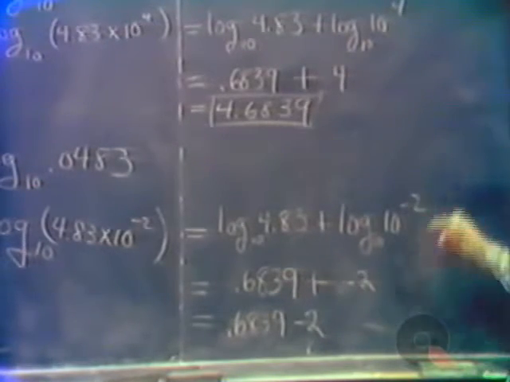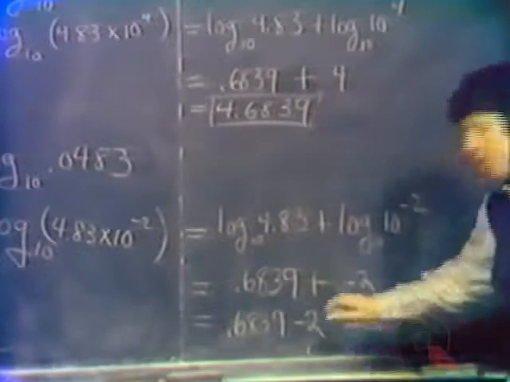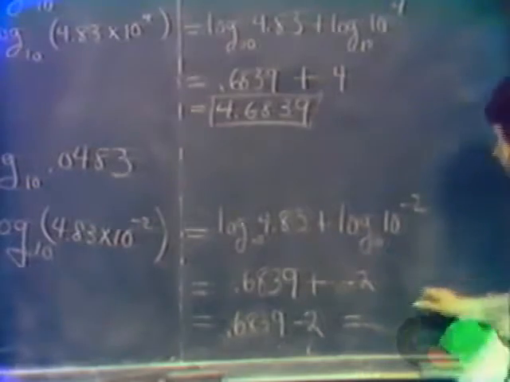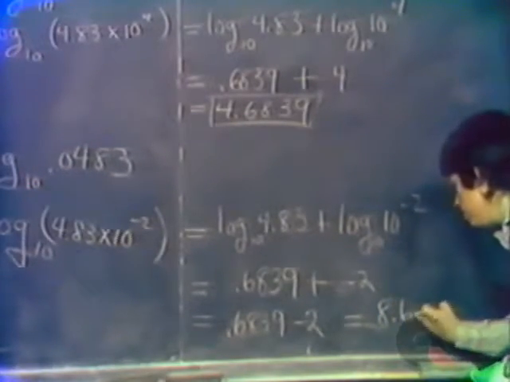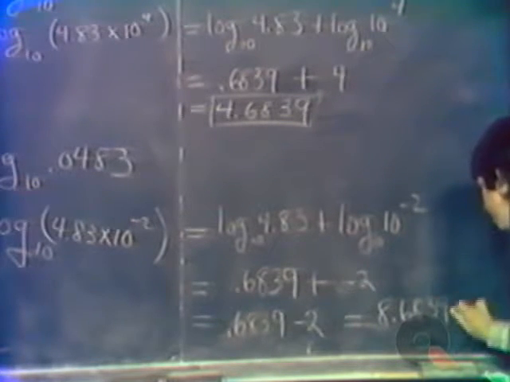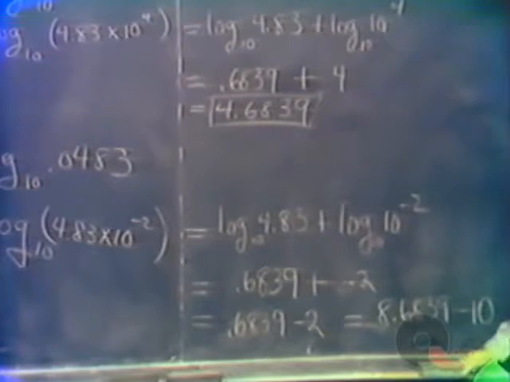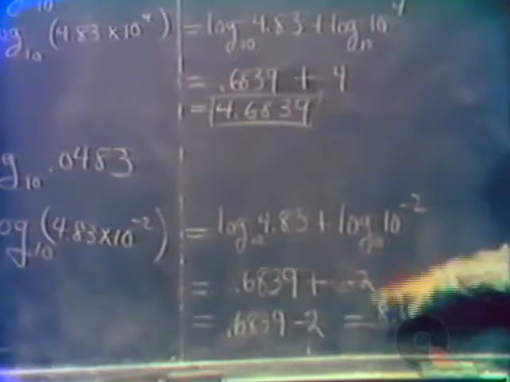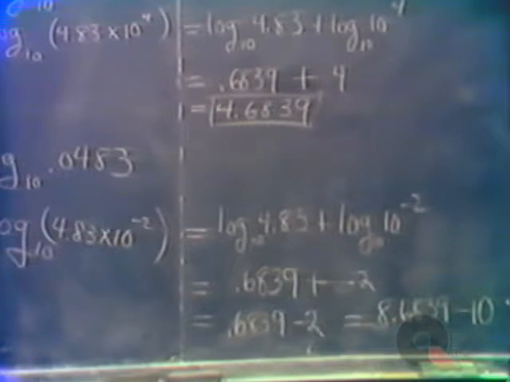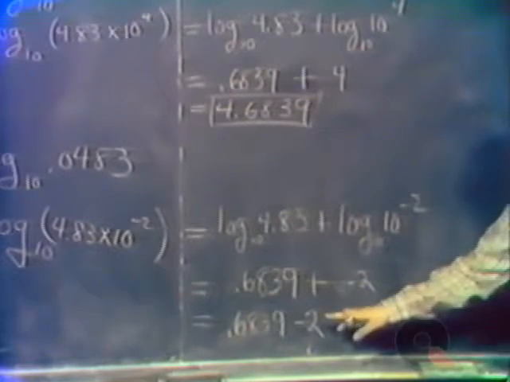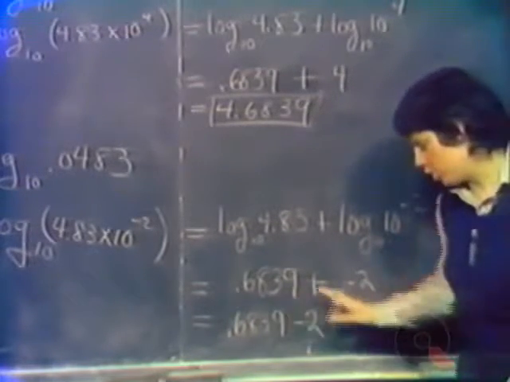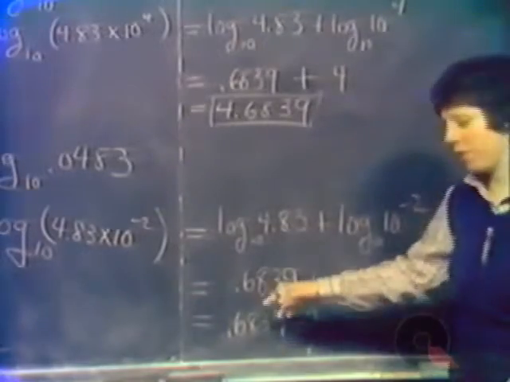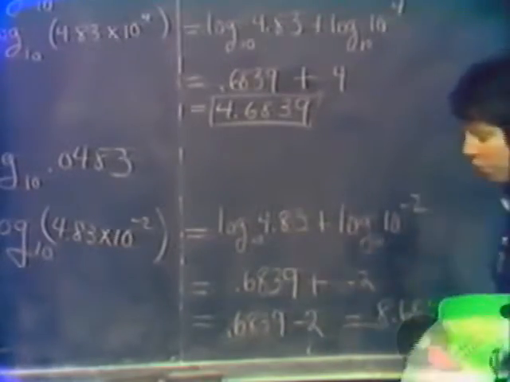Okay, but if you're not using a calculator, if you're using tables, we generally leave it in this form, or we write it equivalently as 8.6839 minus 10. Okay, 8 minus 10 is the same as minus 2, and sometimes it's more convenient to have it in this form. But I just want to point out that if you're using a calculator, the calculator would actually perform the subtraction and give you the algebraic answer as a minus 1 point something.